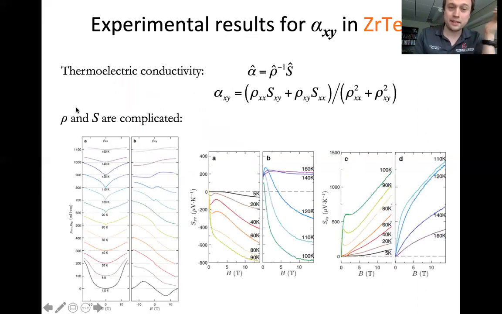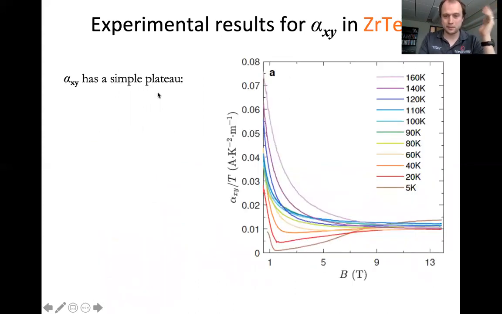So let me just remind you that the resistivity and the thermal power are both separately complicated objects. The resistivity has complicated magnetoresistance effects, and rho xy has this weird behavior associated with changing the carrier type from n-type to p-type as a function of temperature and magnetic field. And similar problems plague Sxx, or Seebeck coefficient, as I talked about, and Sxy is complicated as well. But when you make this combination of them, you see something very nice, which looks like this.